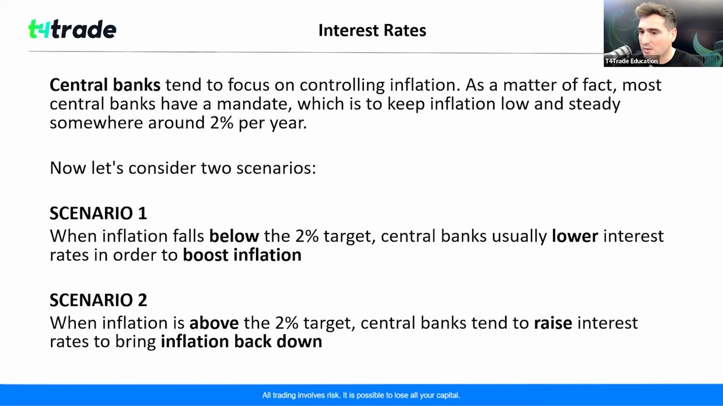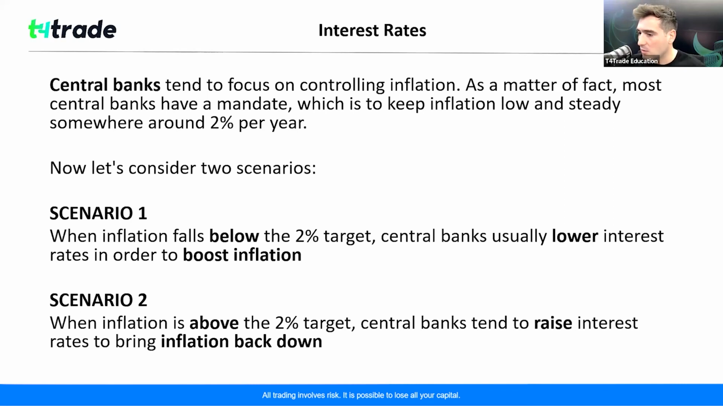Okay, so the scenario is when we have an economy whose inflation is below the 2% target, which is essentially an arbitrary kind of threshold that they have decided is decent for inflationary pressures to revolve around. So when inflation is below the 2% target, central banks tend to lower interest rates in order to boost inflation, because it's below the target.